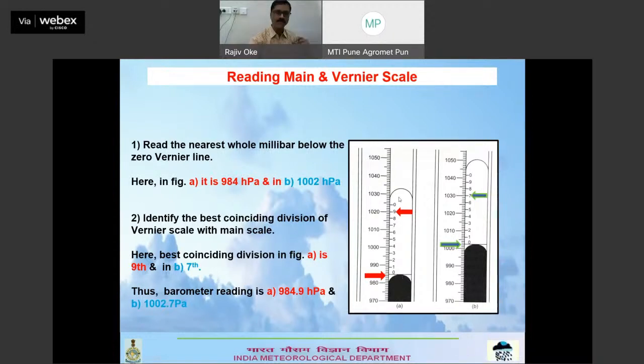For this, the vernier comes to your help. You can see that any one division on the vernier scale is exactly coinciding with the main scale. So that amount is to be taken as the fractional part. So here in the first case, the ninth division is coinciding with the main scale, so the reading is 984.9, whereas here it is 1002.7 hPa. This is a raw reading.